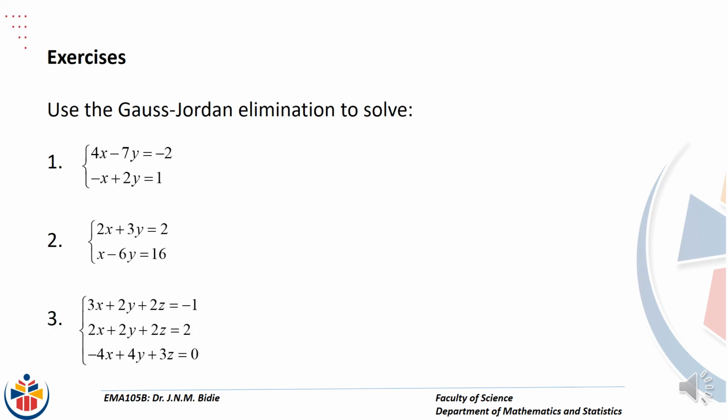Here are some exercises using the Gauss-Jordan elimination to find the inverse and then thereafter solve. Note that the Gauss-Jordan also applies to 3 by 3 matrices, so I would like you to stretch it and challenge yourself by doing number 3 there. Remember, the identity matrix will be 1 0 0, 0 1 0, 0 0 1.